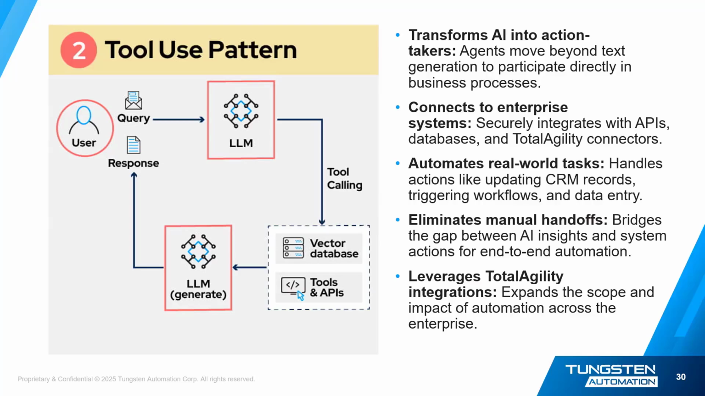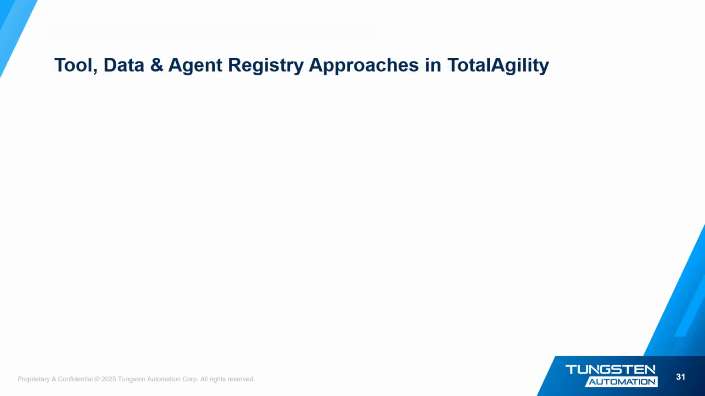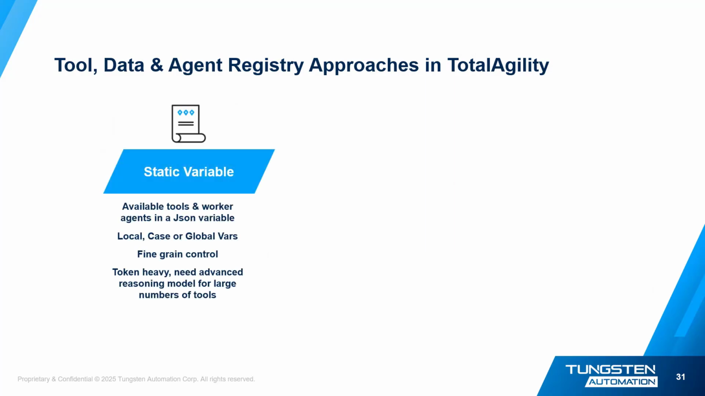One of the ways we can look up what tool to use is through a registry, but really there's different ways we can provide that information into the LLM. So within TotalAgility there's three different approaches we can use. One is to provide a static variable listing the available tools and worker agents. Typically this is using some sort of data model. It could be specific to that agent, it could be shared across multiple agents, and it gives you real fine-grained control about what APIs the agent's allowed to access and use, or what data it's allowed to access within a knowledge base.